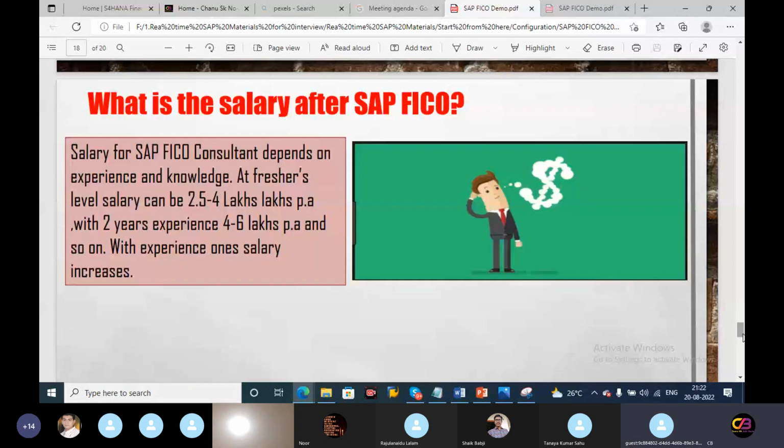And what is the salary after completion of SAP FICO or S4 HANA Finance? The salary will be around 2.5 to 5 lakhs if you are a complete fresher. Recently our trainee got an SAP FICO fresher level job with a package of around 4 lakhs in a top company. So if you are going for a fresher level job, there should not be any pressure on your side.